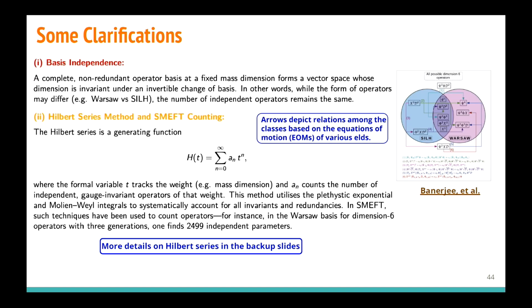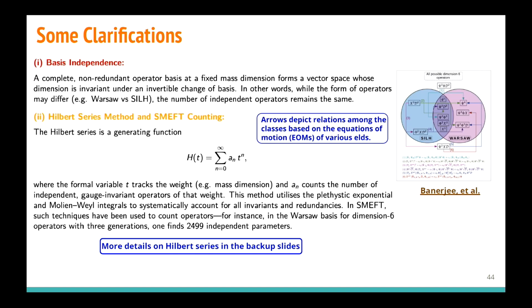So this is the Hilbert series generating function, where these t are the so-called weights, which could be the mass dimension of an operator, the flavor of an operator, and so on. And the a_n basically counts the number of independent gauge invariant operators of that weight. Finally, with these methods, the plethystic exponential and Molien-Weyl integrals, which I have discussed in the backup, in the extra slides, you will be able to see how for every mass dimension we get the exact number of operators which will be invariant under the symmetry in hand.